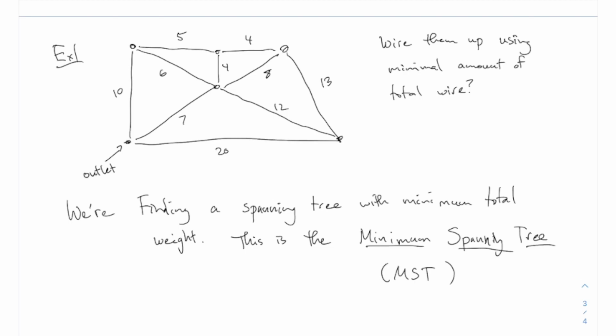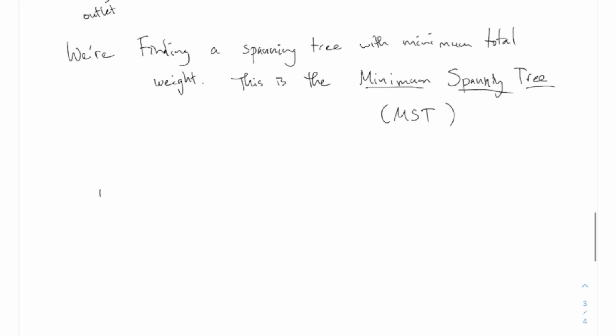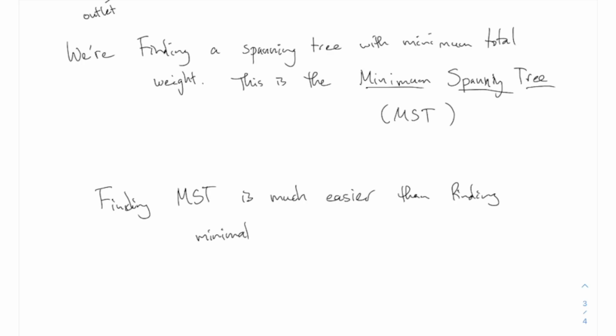All right, how do you find the minimum spanning tree? That's what I want to talk about. And this actually turns out to be a lot easier than finding minimum Hamilton circuits. That requires, if you want the actual answer, that you use brute force, which takes forever. Finding the minimum spanning tree is actually much easier. Lucky for us, because it is such an important problem in the real world, it is much easier than finding minimal Hamilton circuits, which is what the traveling salesman problem is about.